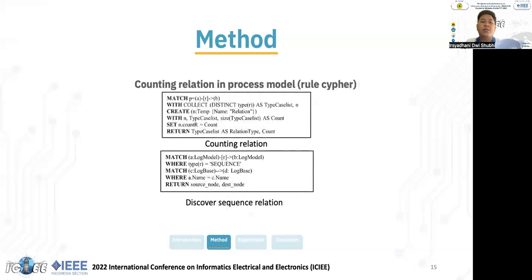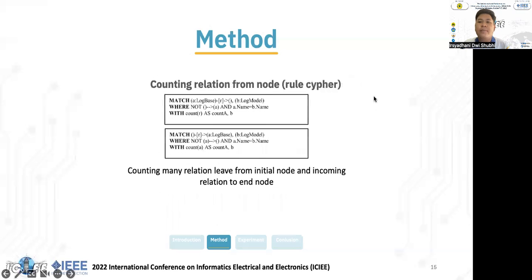The next step is counting relations, to calculate the number of relationships that exist in the graph process model. The next step is discovering relations, used to see nodes that have sequence relation in the graph process model, instead of the three parallel relations: OR relation, XOR relation, and AND relation. And the next step is counting the relations that leave the initial node and the incoming relations to the end node.